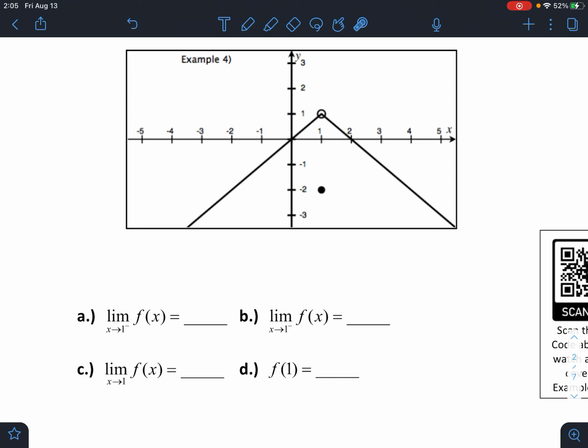Number 4, as x approaches 1 from the left, again, we're trying to reach 1. As x approaches 1 from the right, we're again trying to reach 1, and that's all that matters. Therefore, our limit does exist, and our answer would be 1. The fact that f of 1 does not equal 1 here doesn't matter. F of 1 is negative 2, as you can see from that point right there. Remember that a limit is just a height or a y value that a function is trying to reach. Whether it reaches it or not does not mean anything. Both sides are trying to reach 1, therefore the limit is 1.